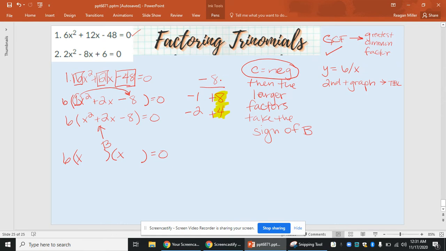Okay, so we need numbers that multiply to give us -8 and add to give us +2. Well, -1 plus 8 gives us 7, and -2 plus 4 gives us 2. All right, so we need a 2. So here you go, here's your pair right here. These two do not work. So I'm going to stick my -2 and my +4 right here.